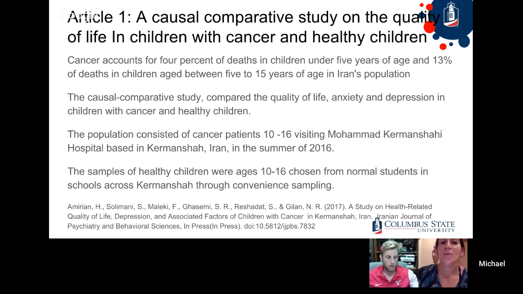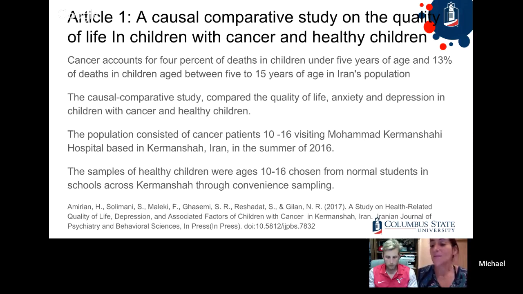The first article that we chose that describes causal comparative research was a study on the comparison of quality of life, anxiety, and depression in children with cancer and healthy children who do not have cancer in Iran. Cancer accounts for 4% of deaths in children under 5 years of age and 13% of deaths in children aged between 5 to 15 years of age in Iran. Anxiety and depression often occur in children who have cancer and bring about various effects on children's social life, mental and physical health, and also in their disease treatment and progression.